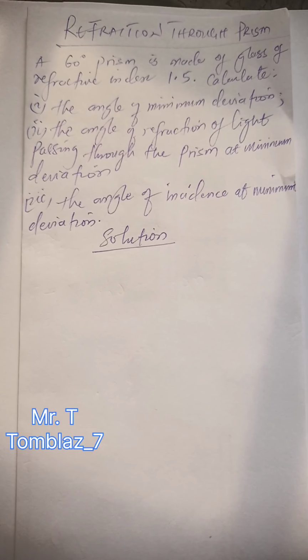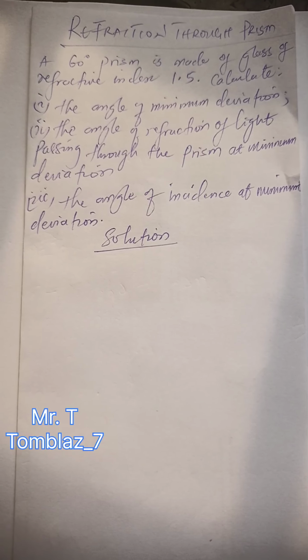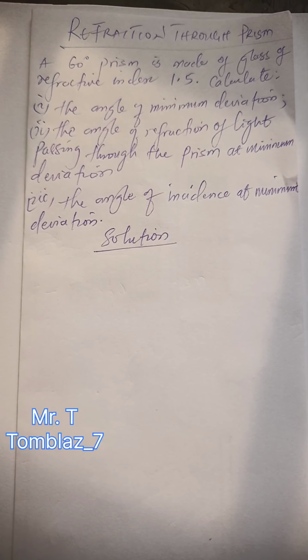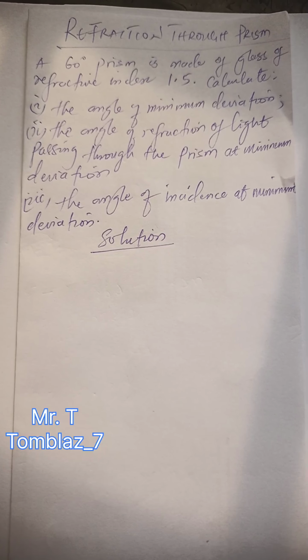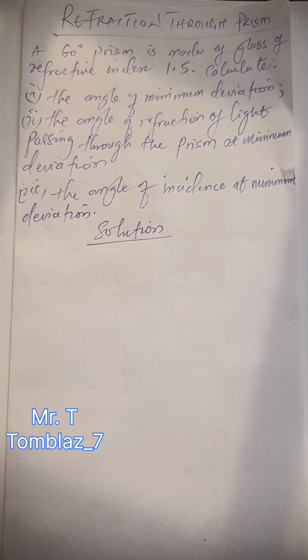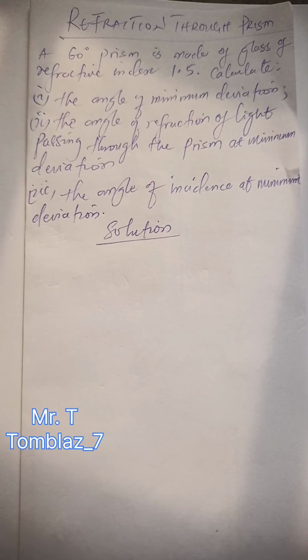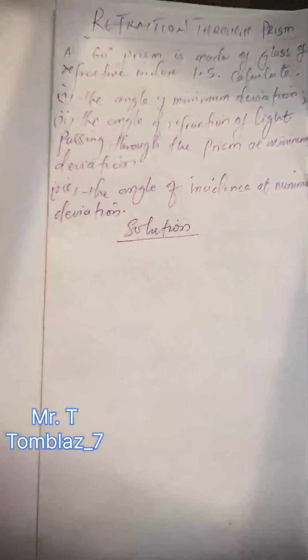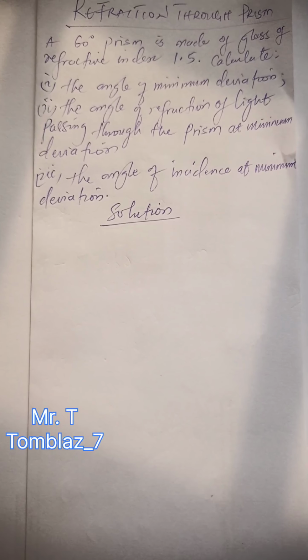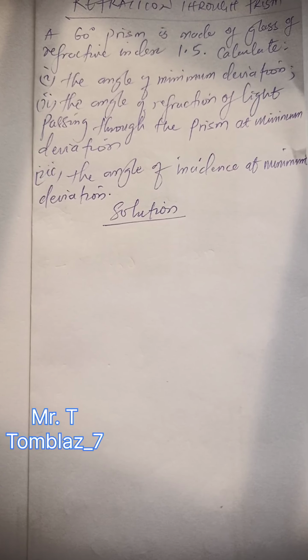The question said a 60-degree prism is made of glass of refractive index 1.5. We are to calculate the angle of minimum deviation, the angle of refraction of light passing through the prism at minimum deviation, and then the angle of incidence at minimum deviation. Okay, so let's start. The first one says we should calculate the angle of minimum deviation.